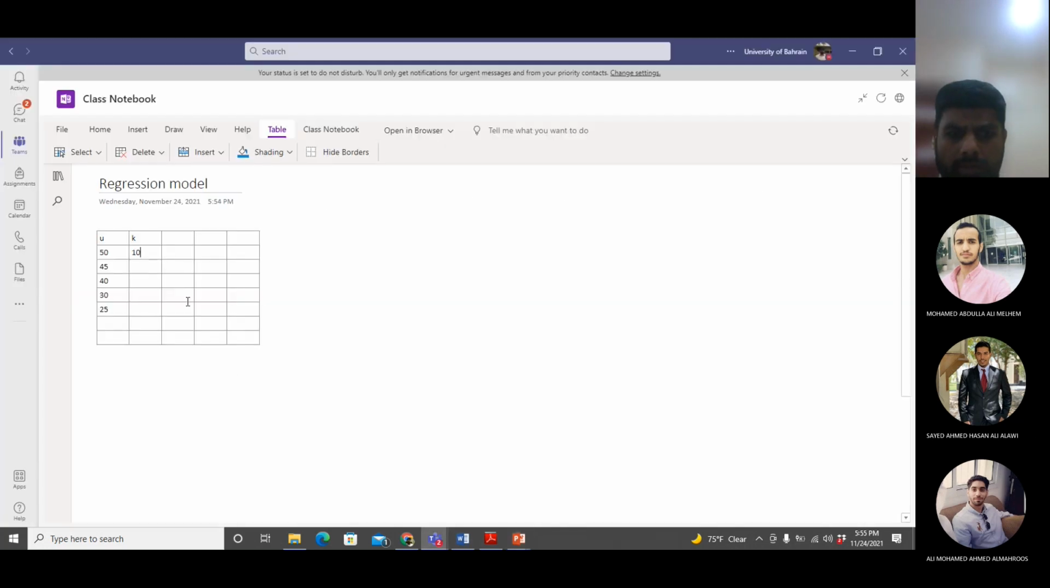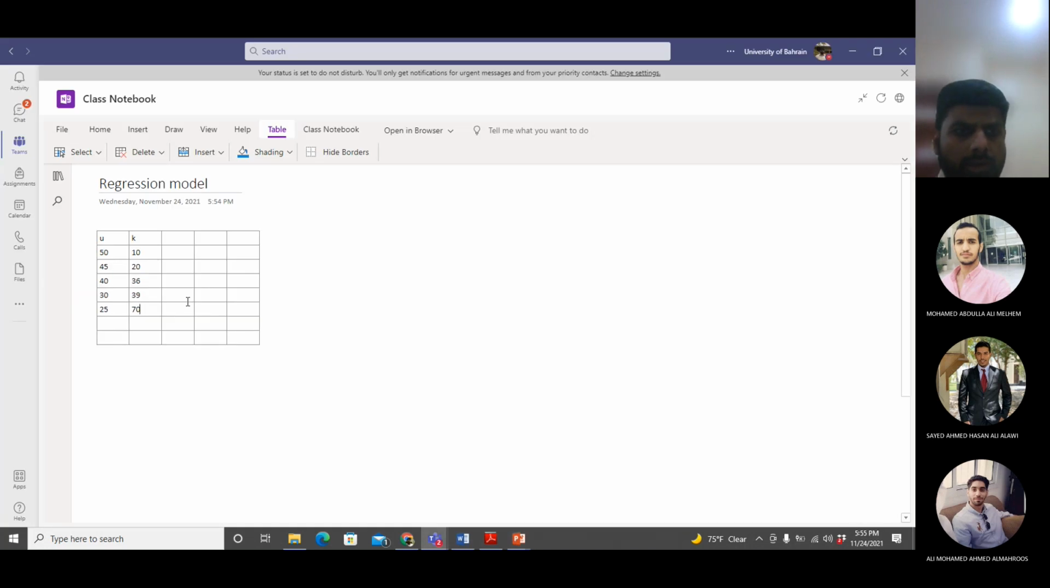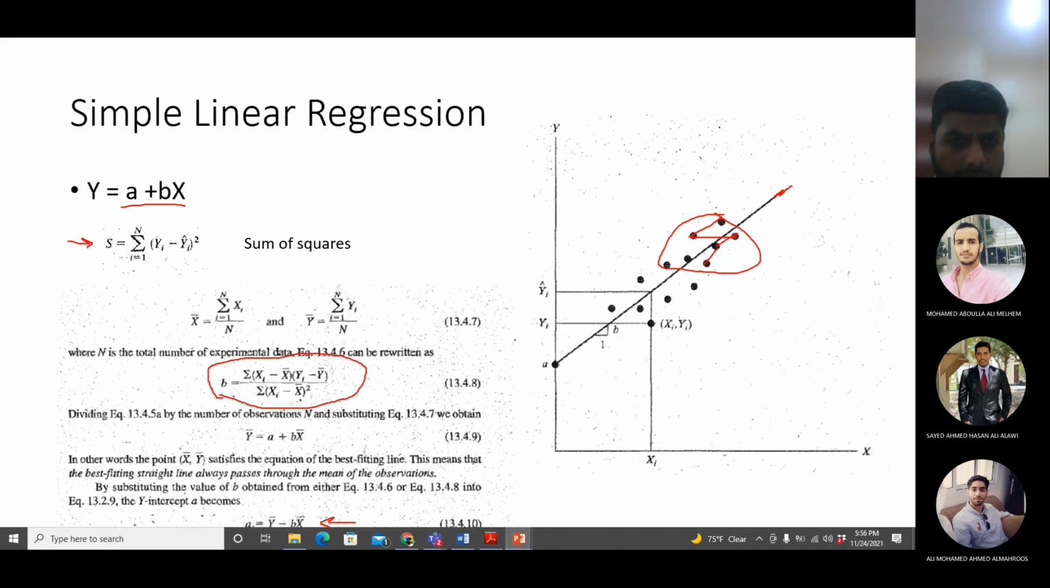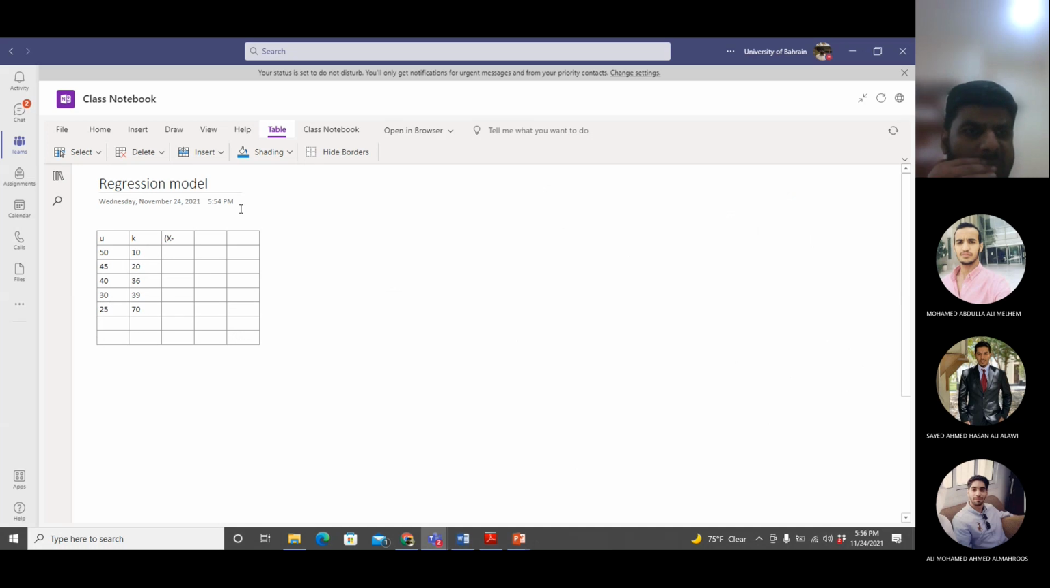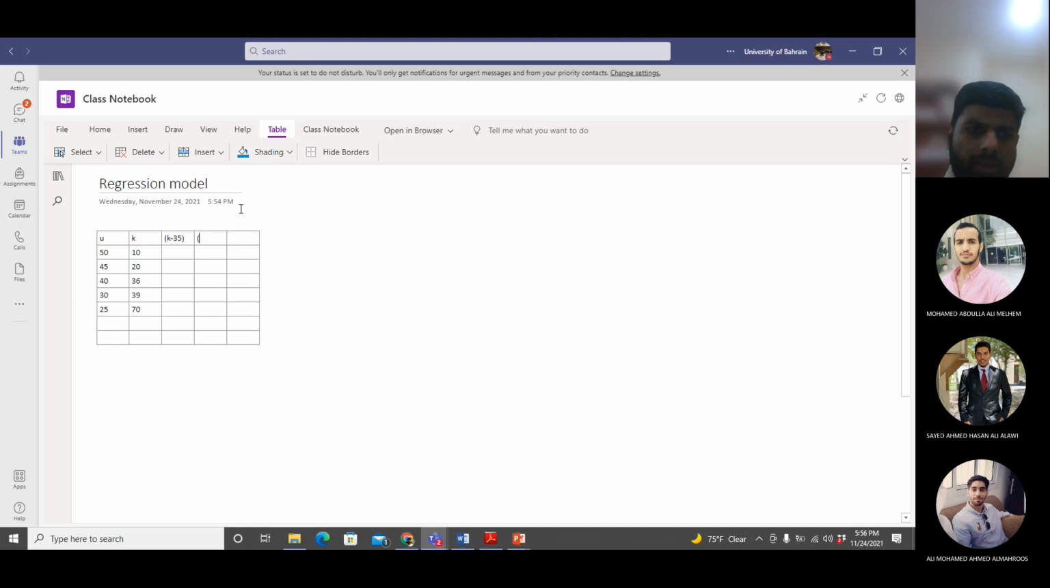Okay. 10, 20, 70. And then I need x minus x bar and y minus y bar and x minus x bar square. Okay, x minus, so x is k. So I will do k minus, what was the average? 35. Okay. And then I need k minus 35 square as well.